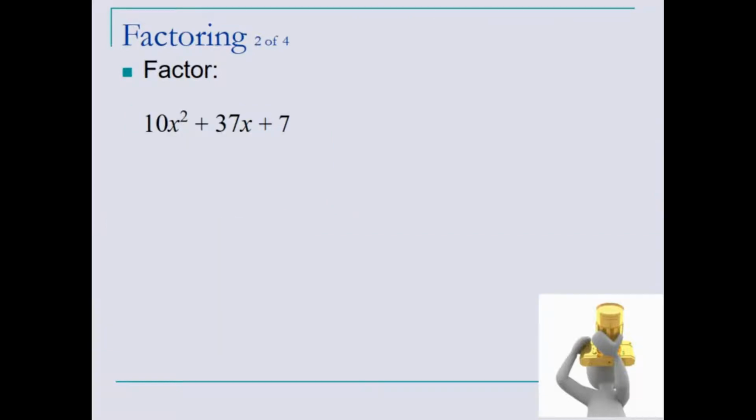To factor this trinomial, we check to see if there is something other than 1 as our largest common factor. There isn't, so no action needed there. Next, we need to find two first terms whose product is 10x squared. Since 10 is a composite number, we have two options to consider. 10x and x will give us a 10x squared, as well as 5x and 2x.